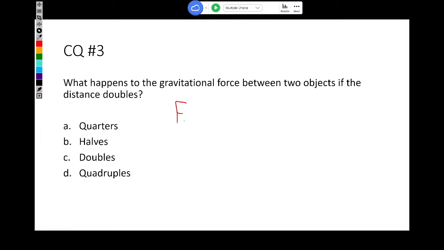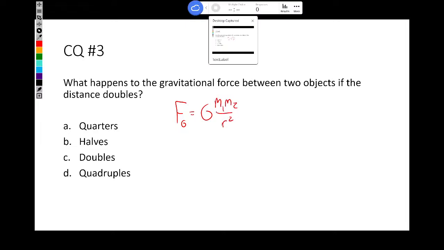Practice. Here's my equation. Force due to gravity is capital G, M1, M2 over R squared. What happens to that force if the distance between two objects doubles? I always like giving these problems. If this changes, then what happens?